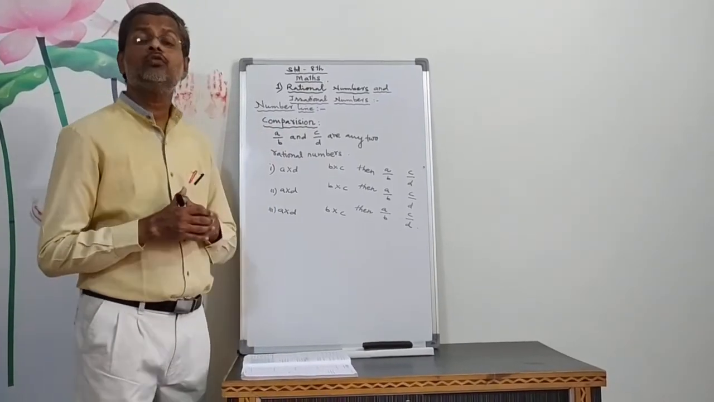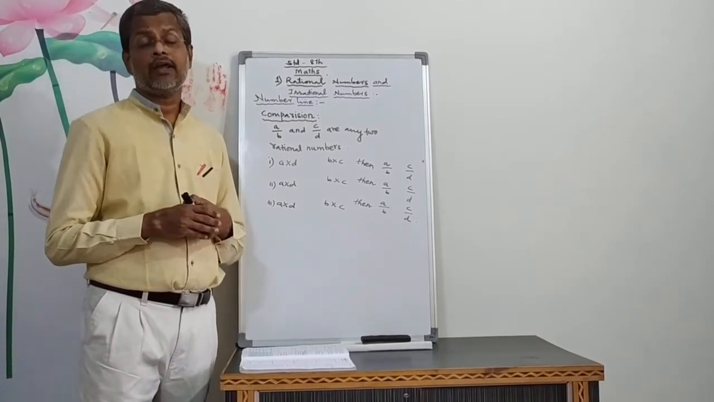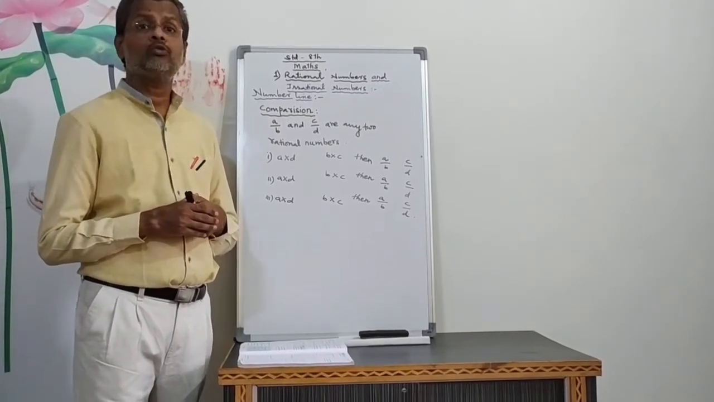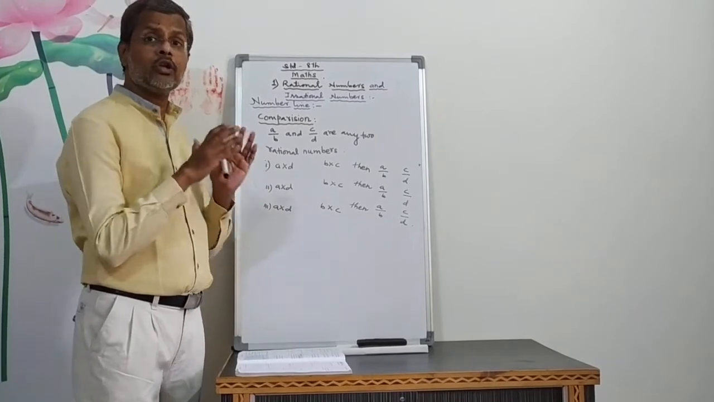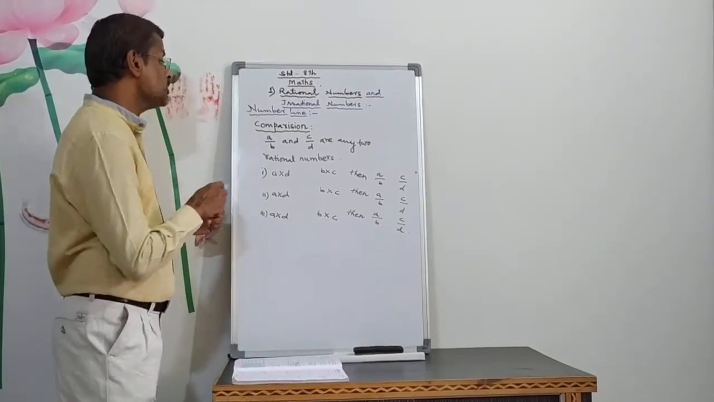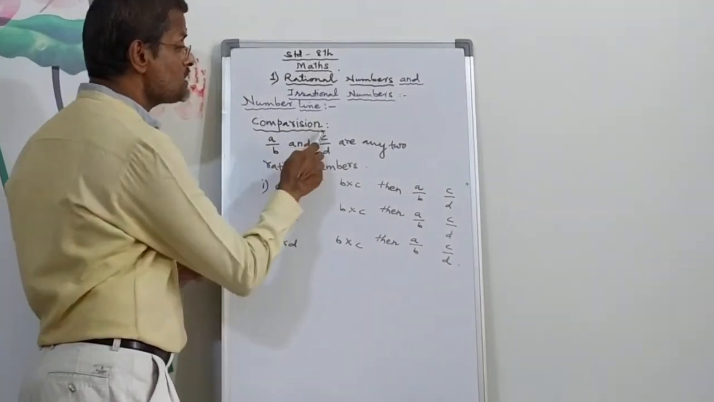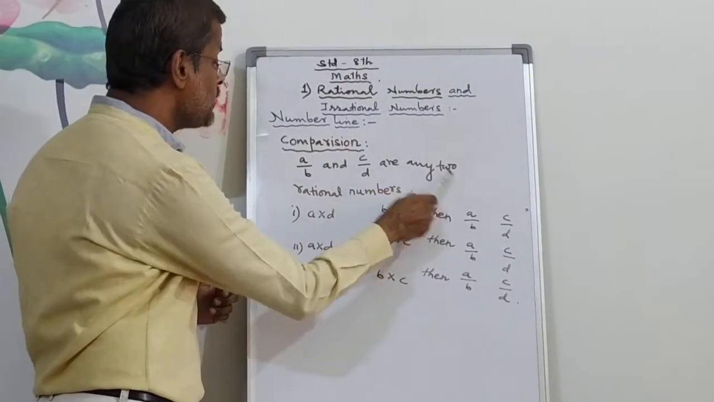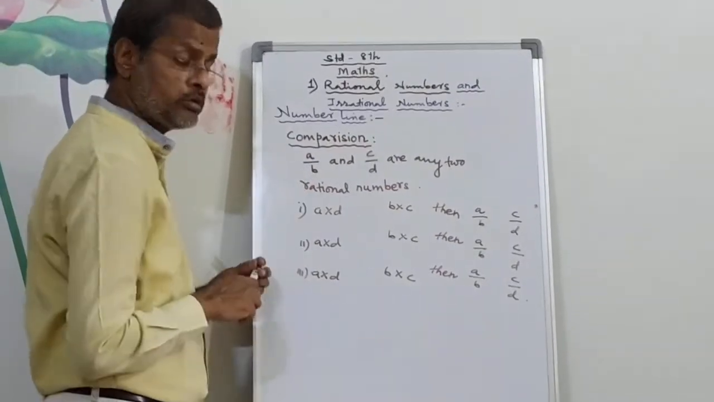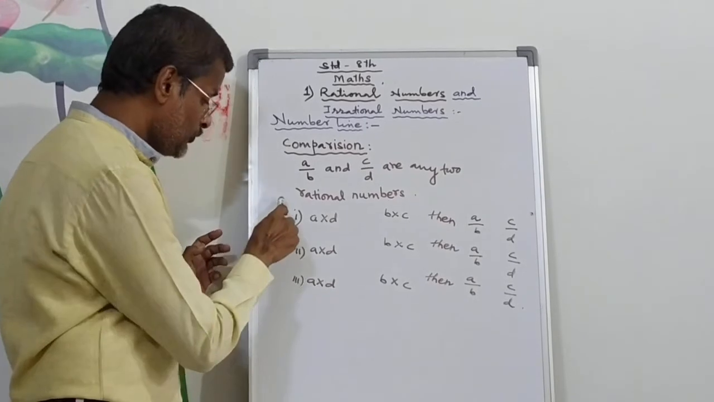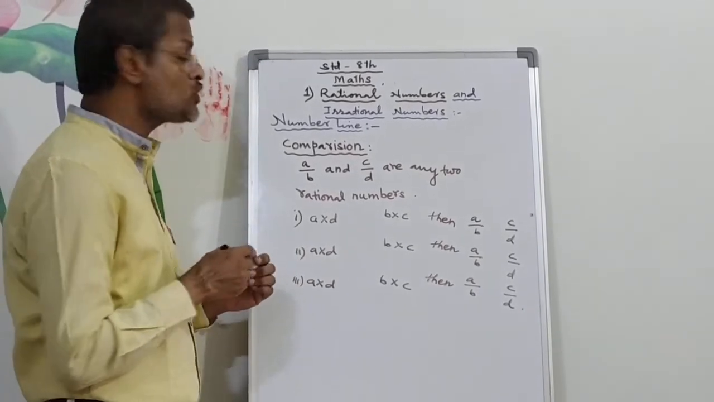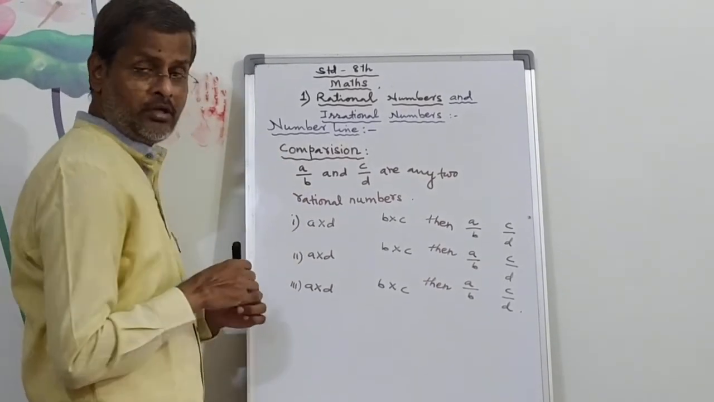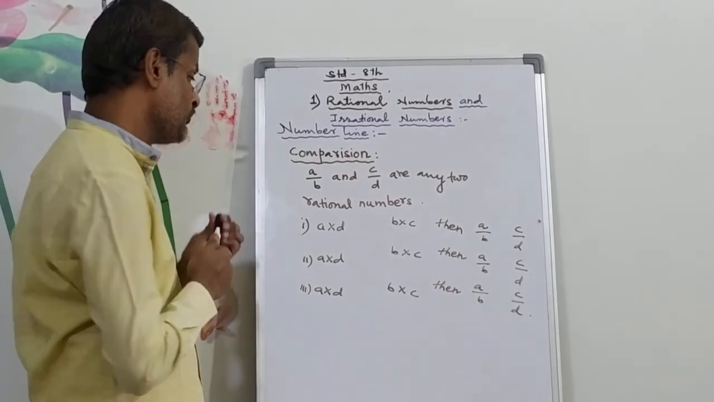Here we are with the comparison of rational numbers. We are going to compare rational numbers. Suppose A upon B and C upon D are any two rational numbers. Then 3 conditions are essential for comparison. Let us start one by one.